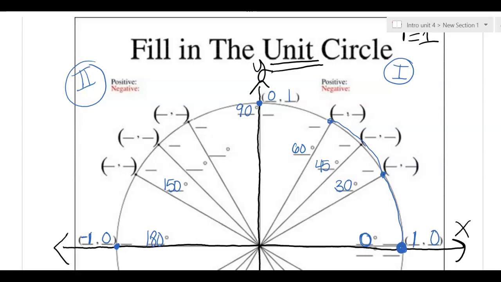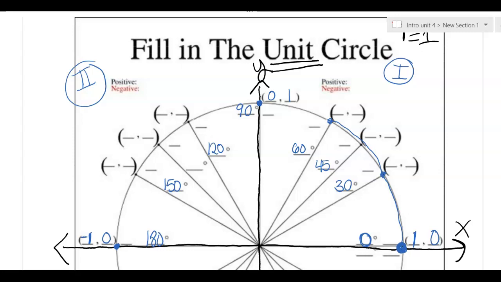So there's 30. 30 plus another 30 would give me 60. 60 plus another 30 would give me 90. 90 plus another 30 would give me 120. So this angle here is 120. 120 plus another 30 would give me 150. 150 plus another 30 would give me 180. So I can actually hit everything that's 30 or 60 degrees away from the x-axis, because 60 is a multiple of 30, by counting around by 30s.